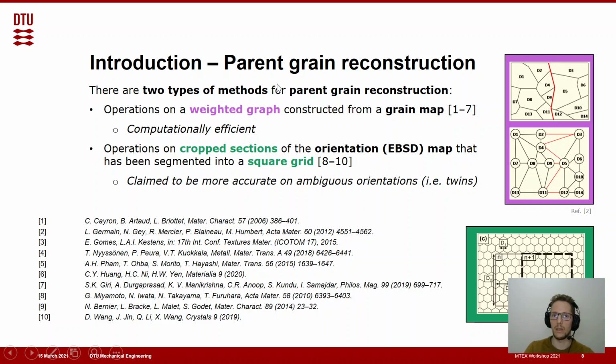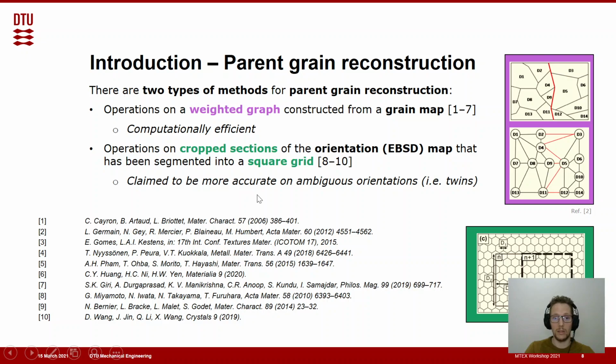So there's one category which could be called operations on a weighted graph constructed from a grain map. This is something we see here on the right side. So we have all these grains in our microstructure, and we then look at which neighbors the grains have, and so these are all martensitic grains. And then we can see how well the neighbors actually fit to an orientation relationship? And this red boundary here, for example, would be a boundary where the orientation relationship between the neighbors doesn't apply very well. So we can kind of gather all the grains that belong together and then do the reconstruction on these.